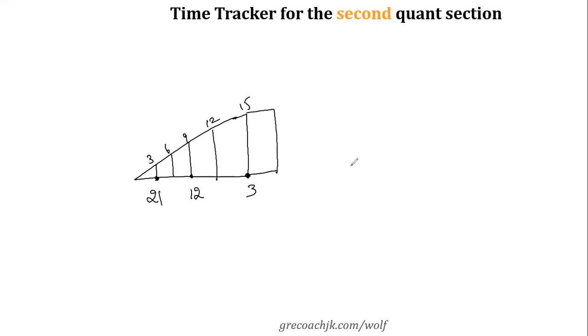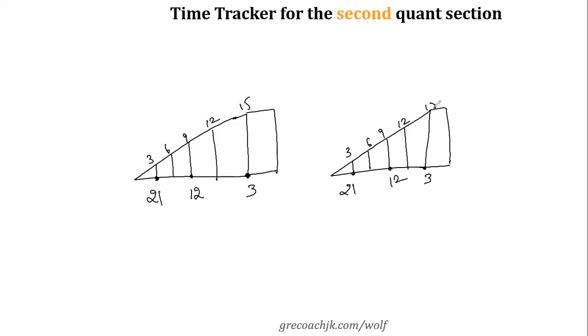So once again, let's see how to quickly create it on your scratch paper. You start by drawing the triangle, you follow it with a rectangle. Now, because it's the second quant section, more questions, so more bars, 4 bars here. So 3, 21, 12, and then 3, 6, 9, 12, and 15. So this is our time tracker.